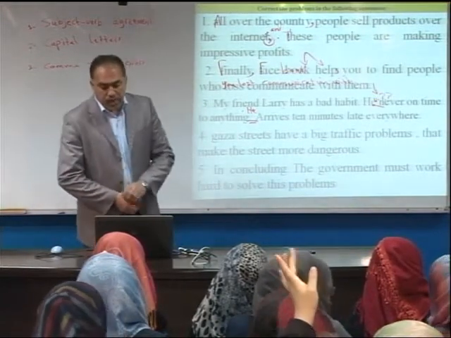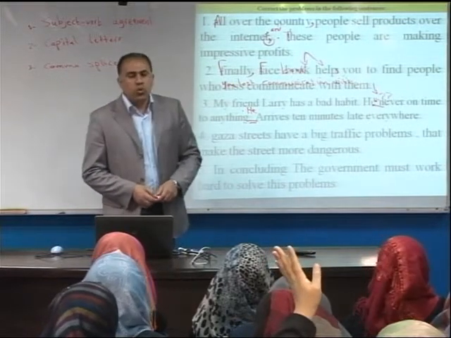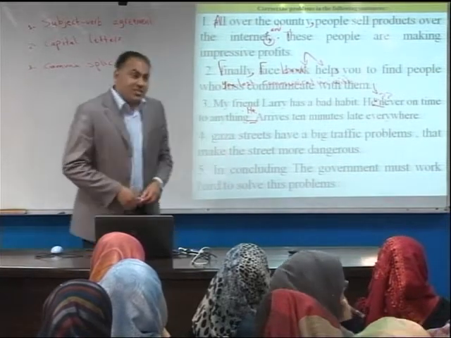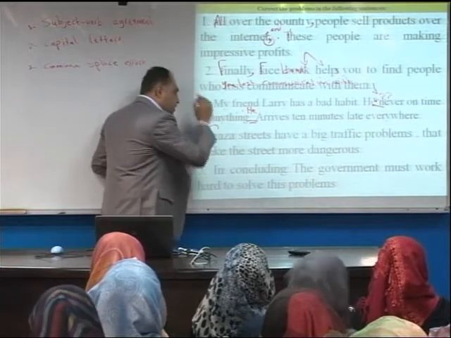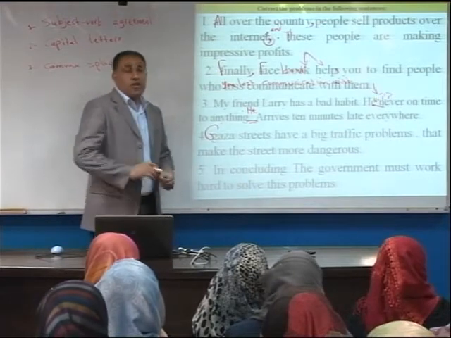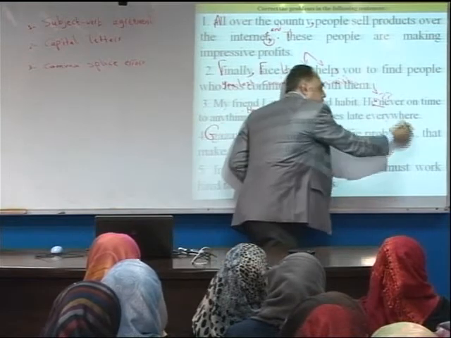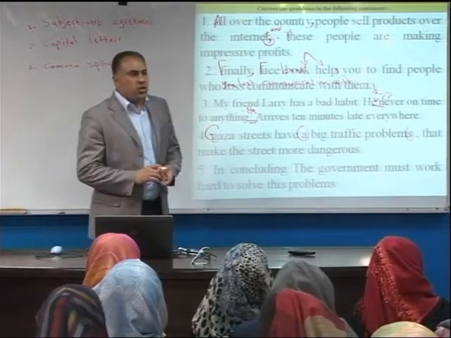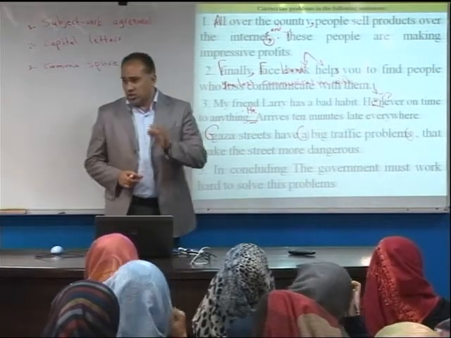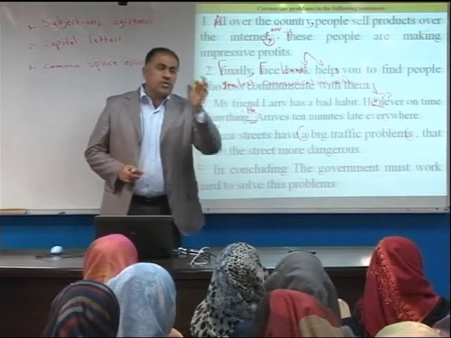Alright, number 4. Gaza streets have a big traffic problems, comma, that make the street more dangerous. Clearly there is a problem here, which is, okay, Gaza has to be capital letter. Capital has to be beginning with a sentence, yes. Okay, this is also another common problem I see, which is confusing plural with singular nouns and verbs and pronouns and so on. So this is something we talked about. It's number agreement. Okay, a big traffic problem, big traffic problems.